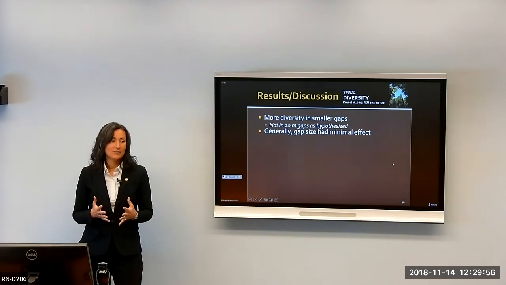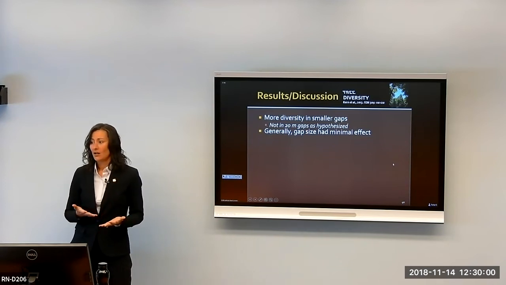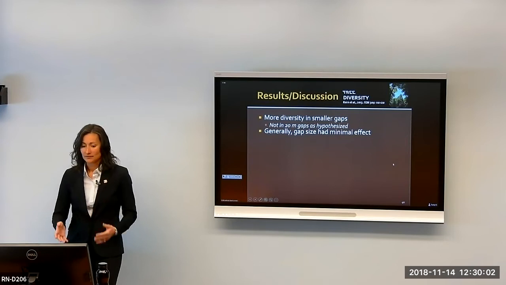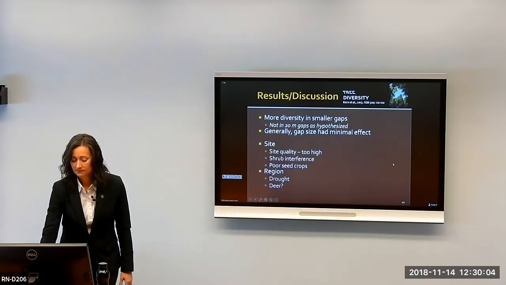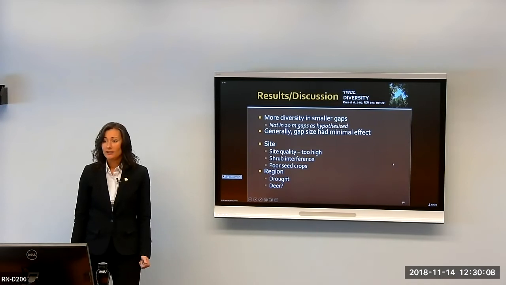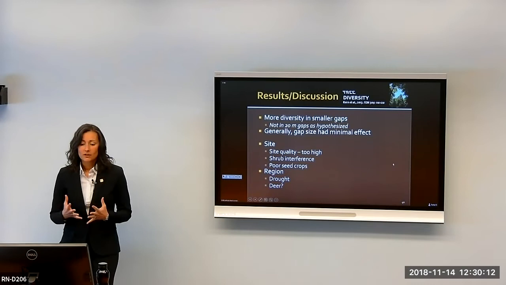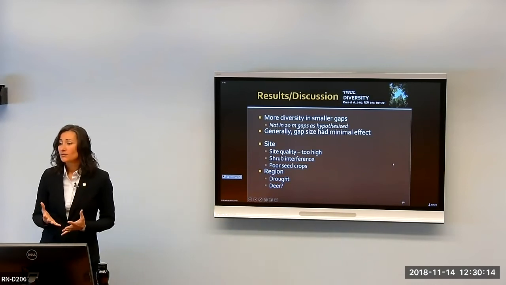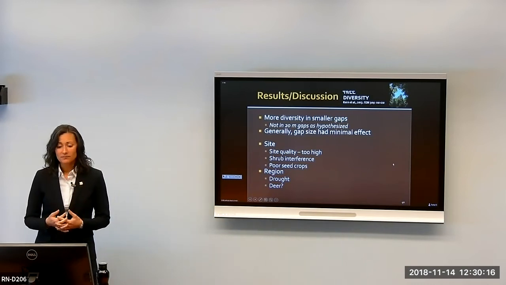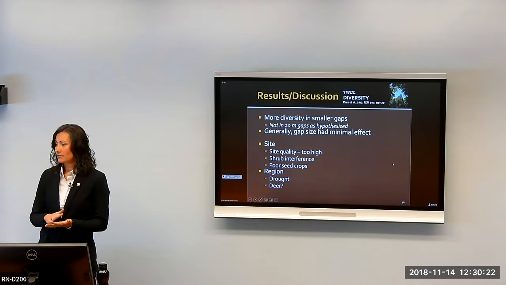In fact, gap size really had a minimal impact. There's other things affecting what was happening in these gaps. It could be the site quality was too high. It's a good site for growing sugar maples, so they have a competitive advantage here. Another factor is shrub interference, with shrubs getting established before the trees.